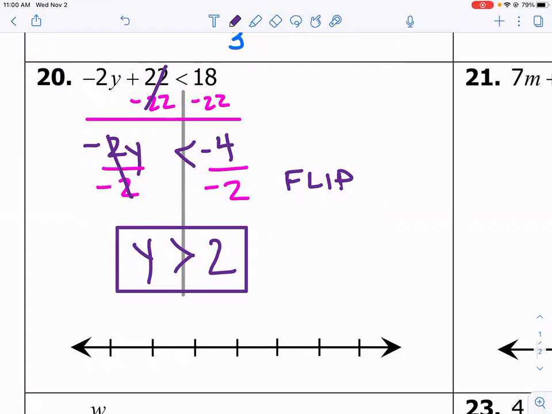Okay, so we flipped the sign because we divided by a negative. Okay, so at 2, I'm gonna put an open circle, and we're gonna go to the right.